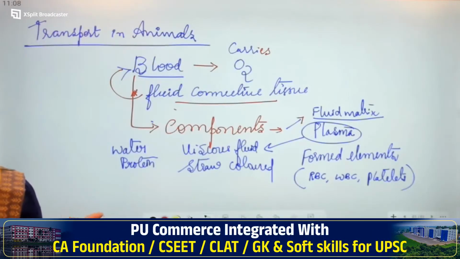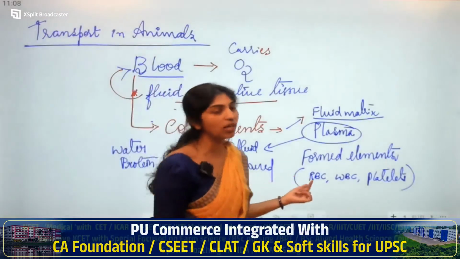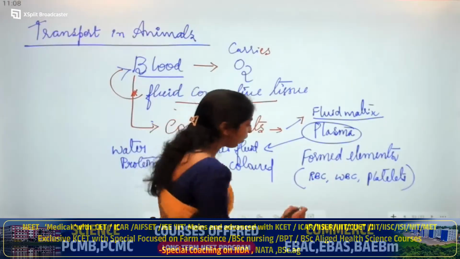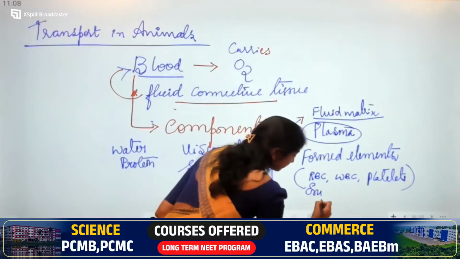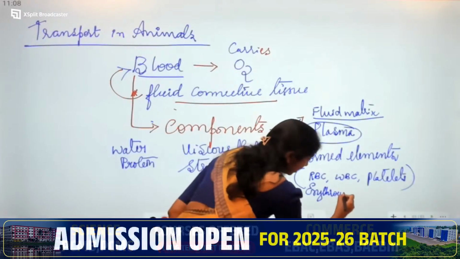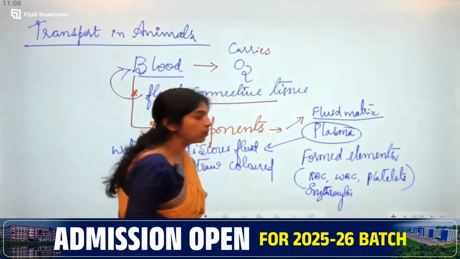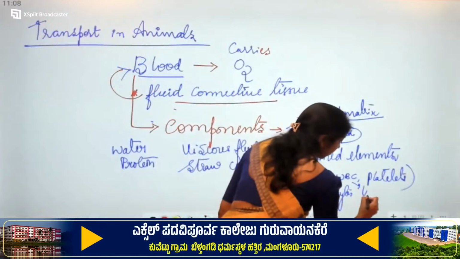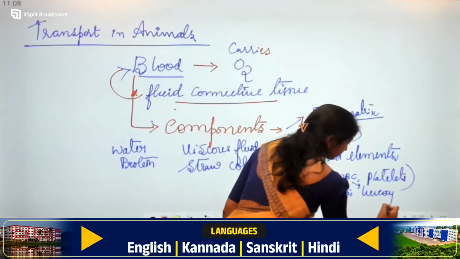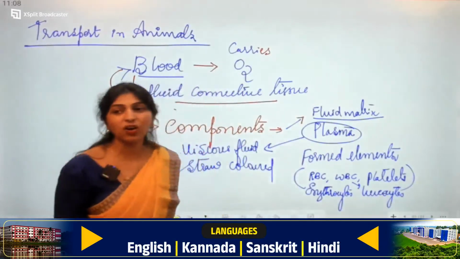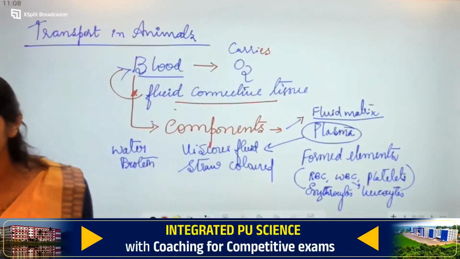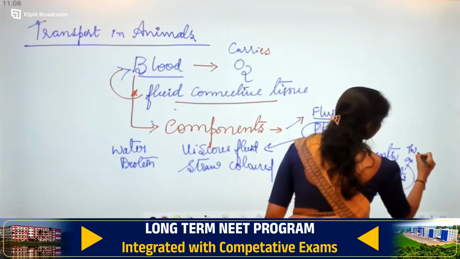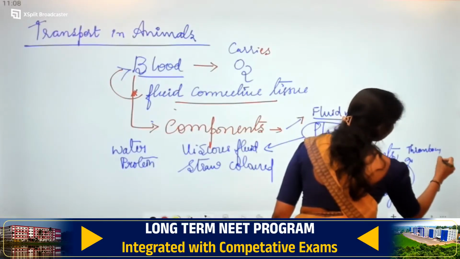What is the function of RBC? They are the blood cells, or you can call them blood corpuscles. You can call them red blood cells, or RBC is also called erythrocytes. And the WBCs are called leukocytes. And the platelets are called thrombocytes. What are platelets called? They are called thrombocytes.